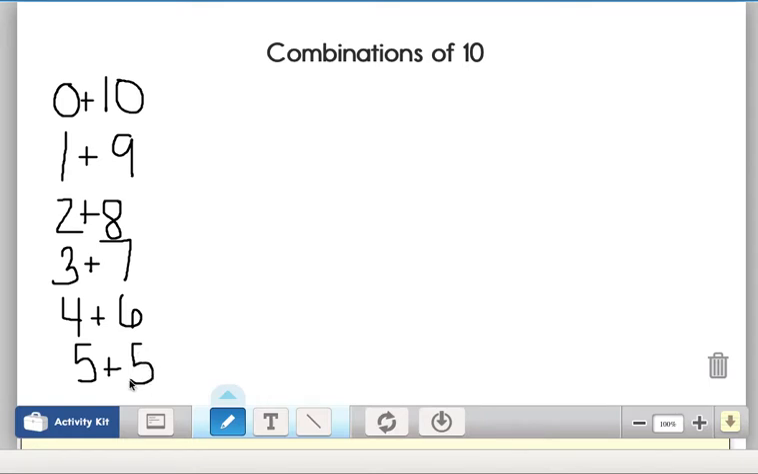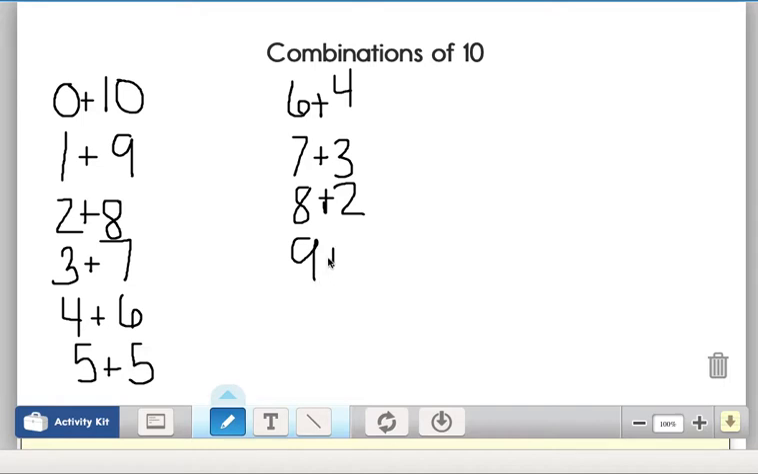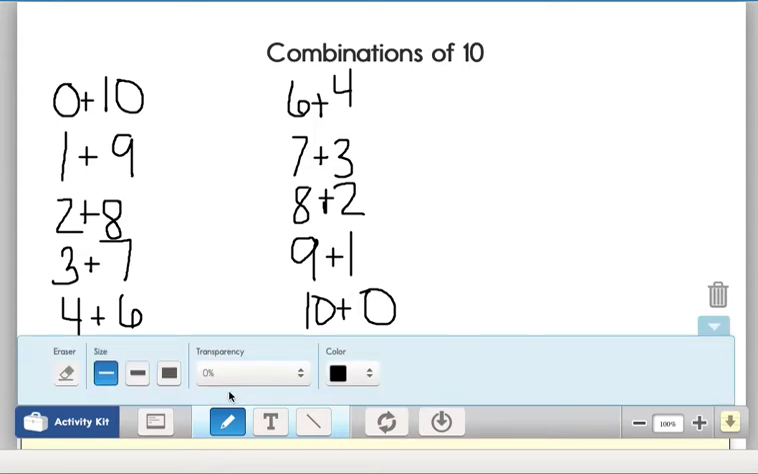5 plus 5 is a doubles fact. We're going to talk about those a little later in our math curriculum. So here I'm running out of space over here, so I'm going to move over to the other side, and I'm going to start with 6 plus 4. And then we would have 7 plus 3, 8 plus 2, ooh, that 2 looks a little bit better, 9 plus 1, close my 9 here, and then 10 plus 0.